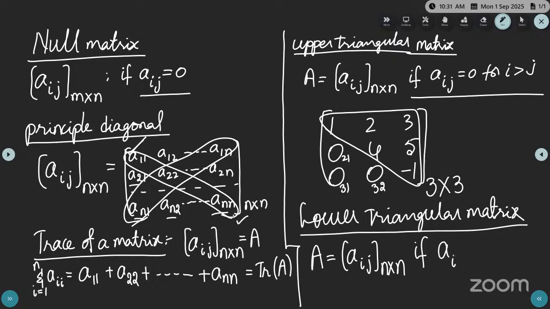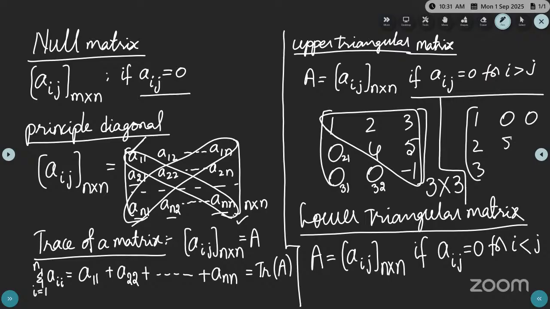if aij equals 0 for, just the opposite, i less than j. Can you give me an example? 1, 2, 3, 0, 0, 5, 0, -6, 4. Here it is a lower triangular matrix.